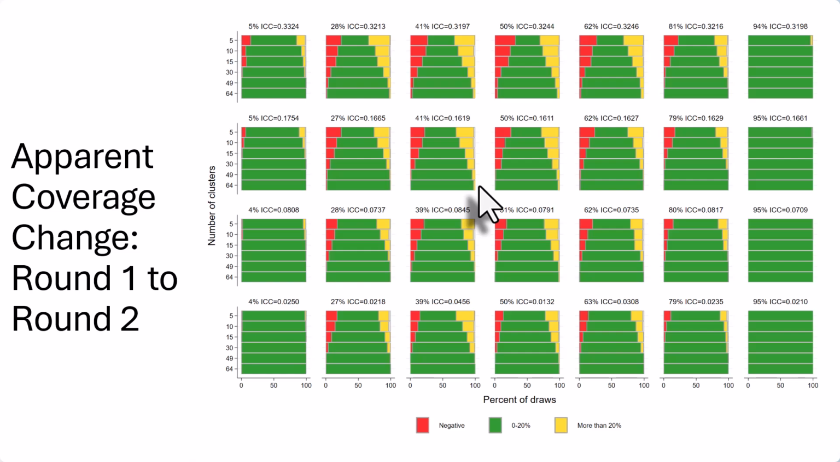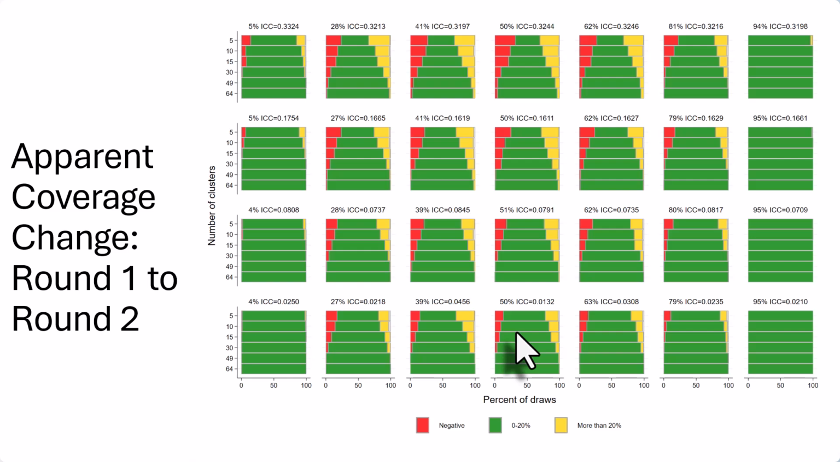Now we're going to look at change from round 1 to round 2. The true change was 10%. I'm coloring the bars green here if the apparent change was positive, and if it was anywhere from 0 to 20%, I'm saying, all right, that's not super misleading. But in red, I've colored the portion of the changes that look like they're negative. The true coverage went up by 10%, but the point estimates make it look like coverage went down at least a small bit. That's misleading, so I've colored those red.